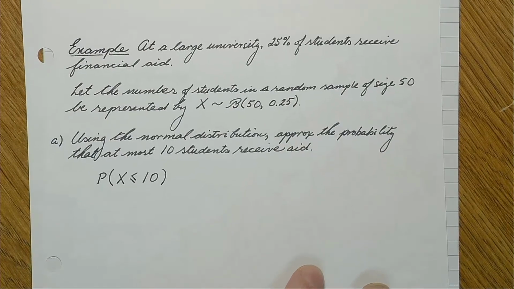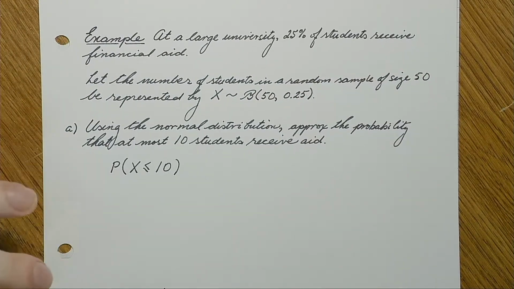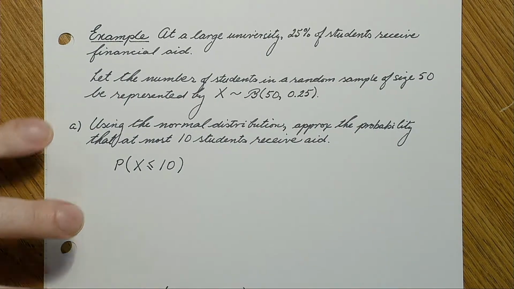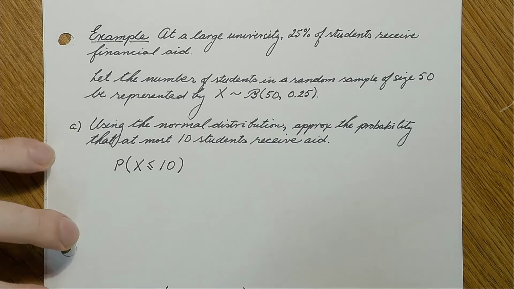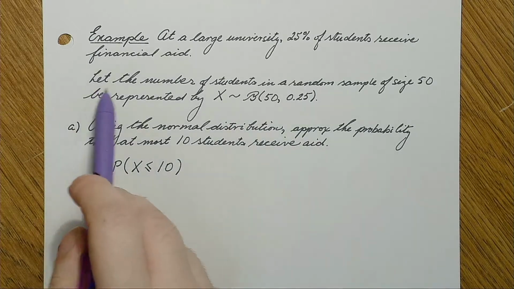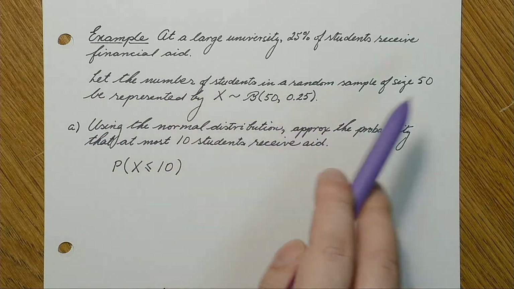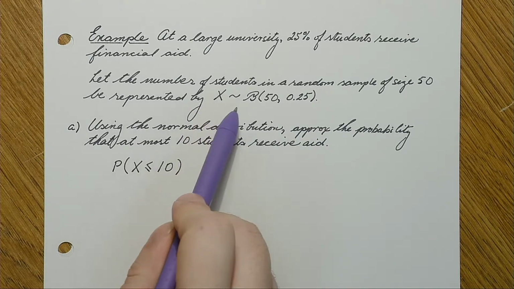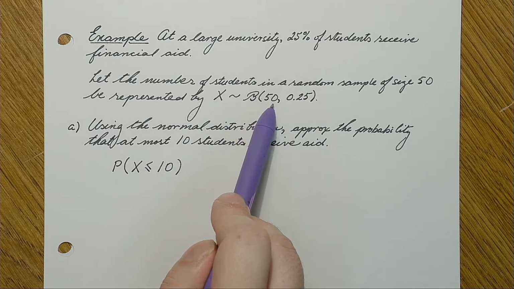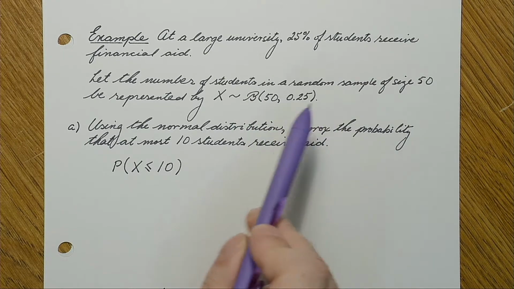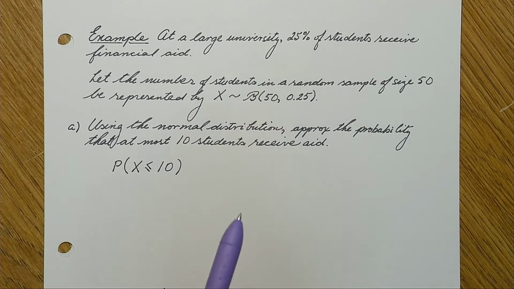So, at a large university, for instance, let's say that 25% of the students receive financial aid. And we're going to say that the number of students in a random sample of size 50 is represented by a random variable X, which is binomially distributed with n equals 50, and p, the probability of success of finding that student that we want, is 0.25.